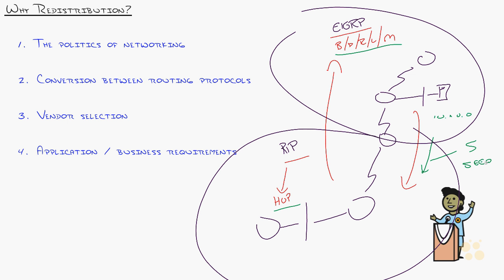So the question is why, right? Well, you've got the politics of networking. Maybe you've got IT group 1 and IT group 2. They just don't get along. They're throwing tomatoes at each other, and so they divide. One runs EIGRP, one runs RIP. And believe it or not, that happens more often than you may know.